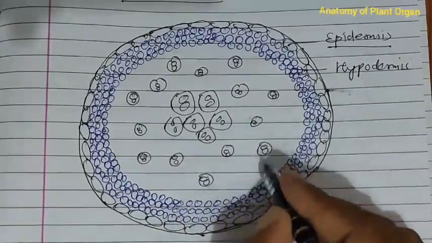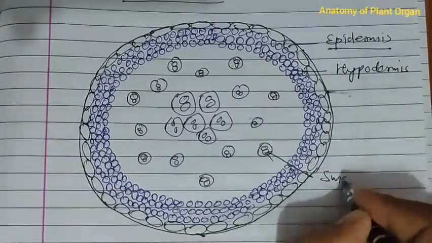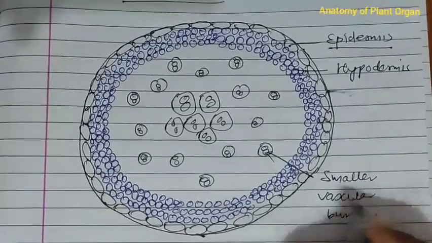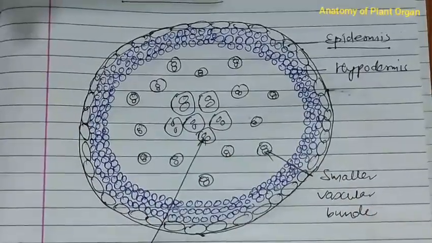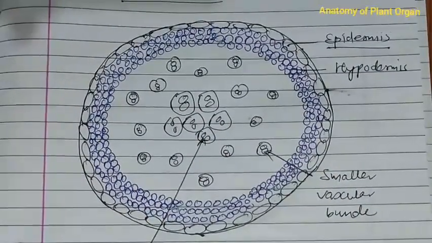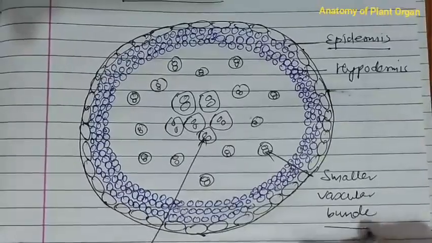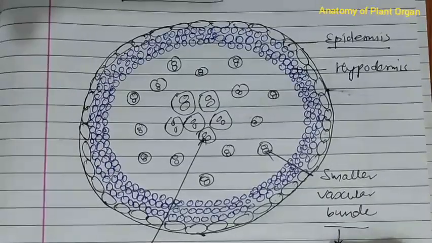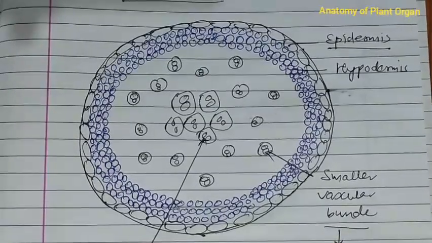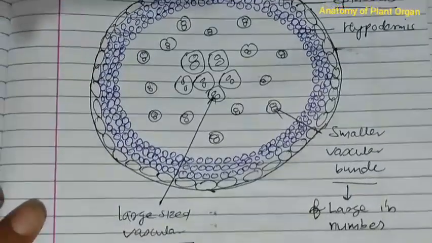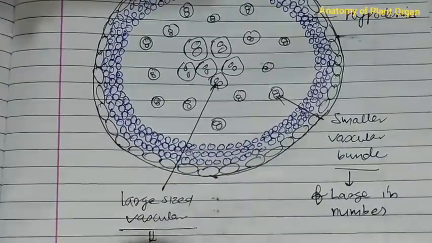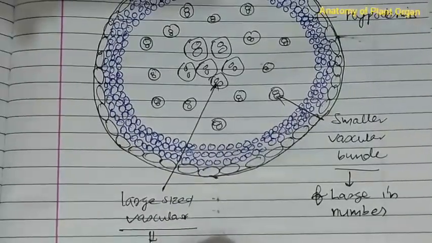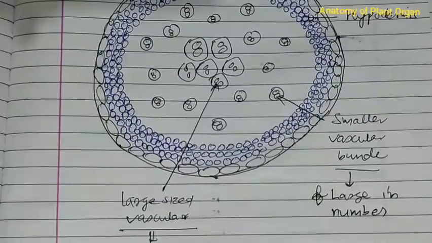So if we see this diagram, these are the smaller vascular bundles and this is a large sized vascular bundle. When the smaller vascular bundles are present towards the periphery, they are large in number because they are small sized, so they can accommodate more in number in a small area. But large size vascular bundles require a large area, so they are few in number.